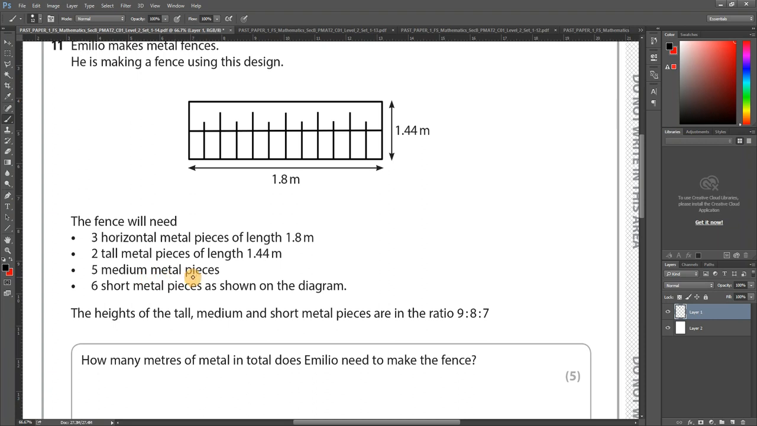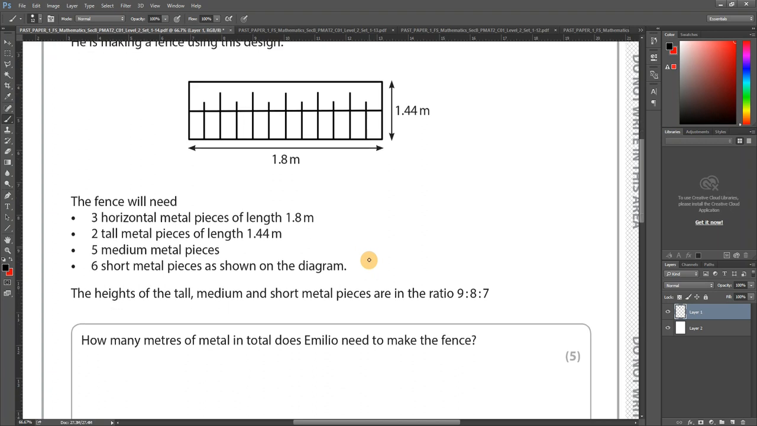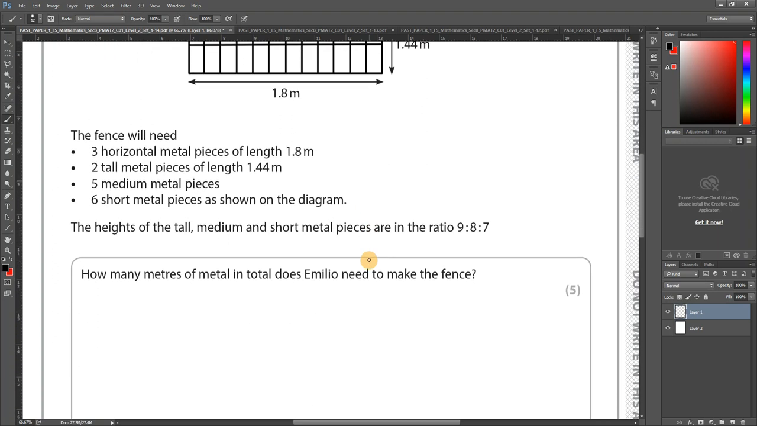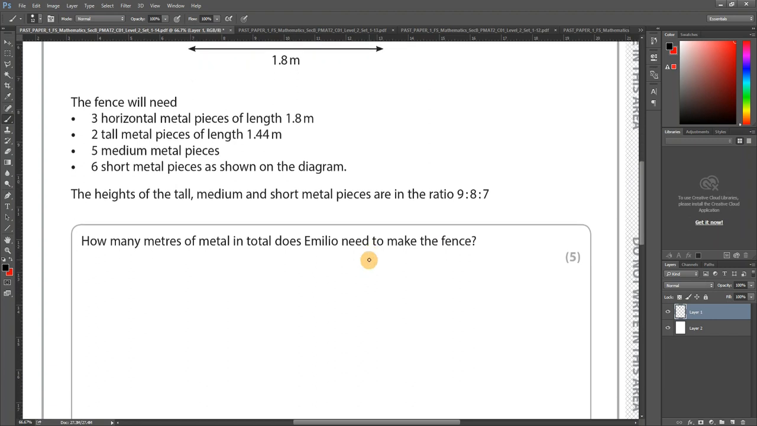5 medium metal pieces. So there's 1 2 3 4 5. Yep, 5 medium metal pieces and 6 short ones. 1 2 3 4 5 6. The heights of the tall, medium, and short metal pieces are in the ratio 9 to 8 to 7. How many meters of metal in total does Emilio need to make the fence? 5 marks.